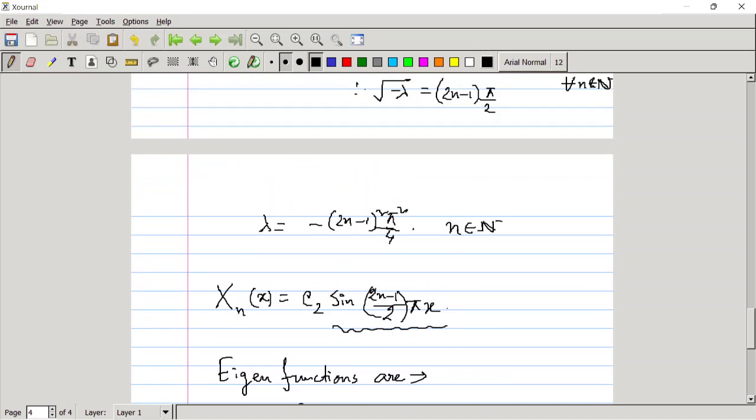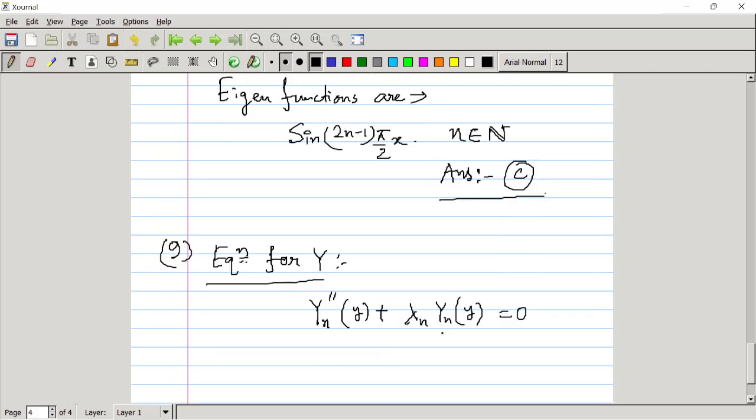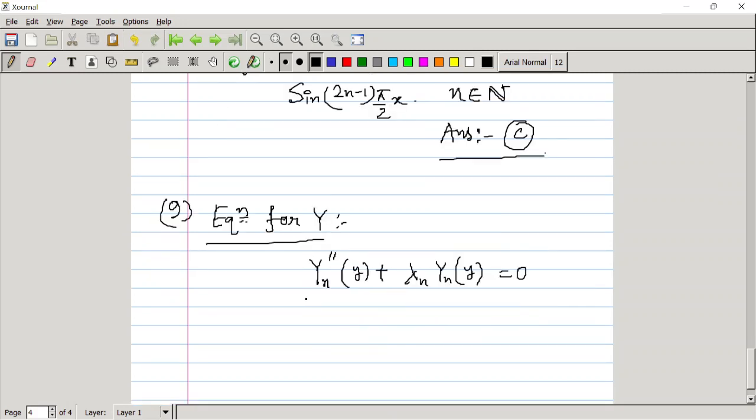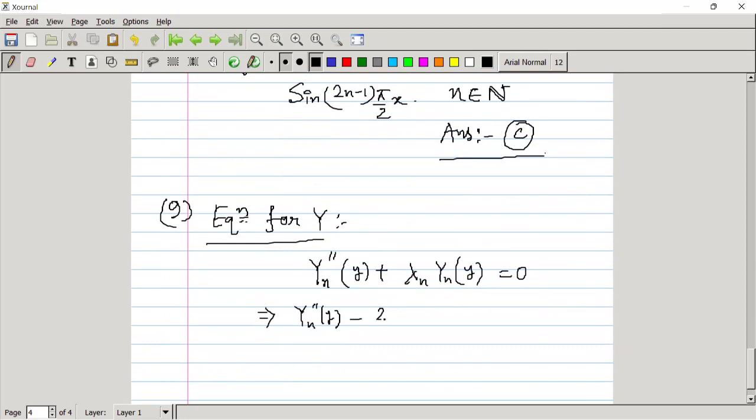Lambda depends on small n, so I will put these values of lambda for which I got a non-zero solution. That's why I put y_n. Lambda depends on n, that means y also depends on n. That means for y_n, what I got as lambda is (2n minus 1) whole square pi square by 4.